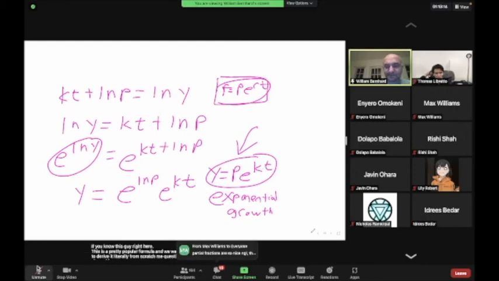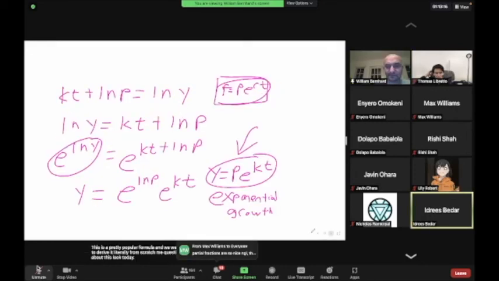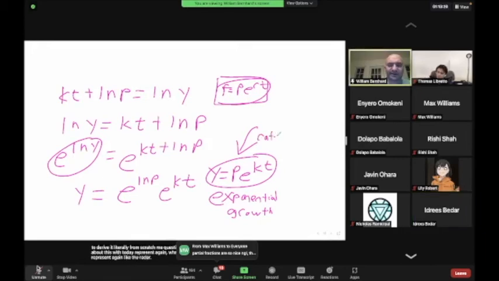Any questions about this? What does K represent again? Like the rate of growth? Yeah, K is called the rate. When you use K, it's often considered the continuous growth rate, like 3% per year compounded continuously or something like that. So it's your percentage rate. You turn 3% into 0.03, and that's your K value.